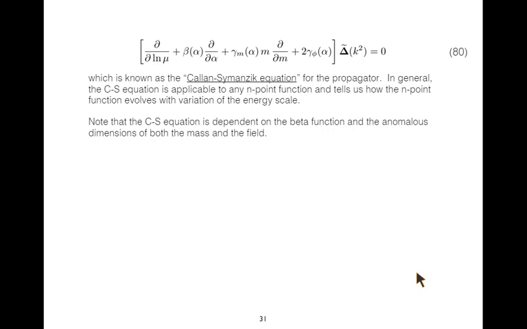Okay. And the equation for the propagator is a very important equation. I've never used it in my life, but it's an important equation. It's called the Callan-Symanzik equation for the propagator. Okay. And in general, this is what it looks like for the propagator, but you could also do it for any n-point function, 3-point vertex, 4-point vertex, and so on and so on. Okay. And you see that it's dependent on the beta function and the anomalous dimension of the fields and masses. Okay, that's just kind of a general feature.